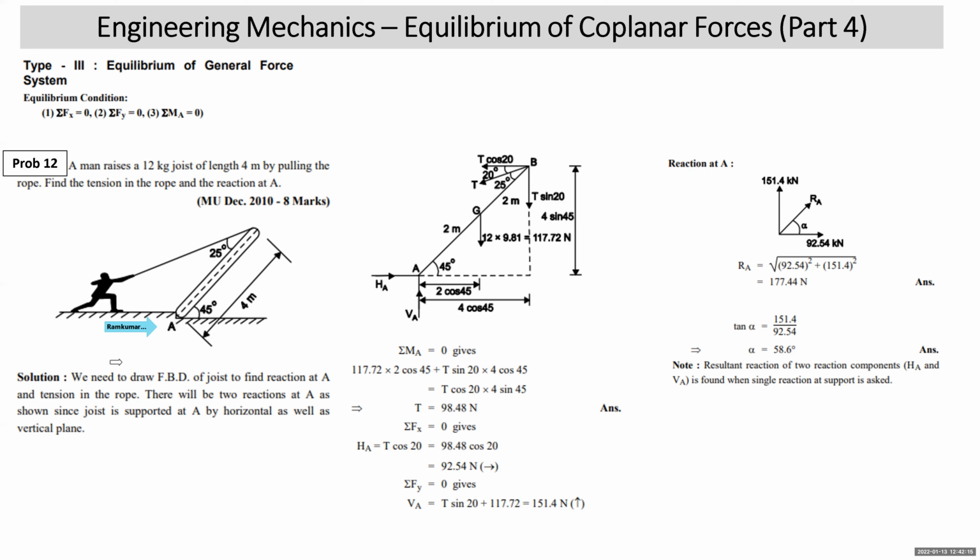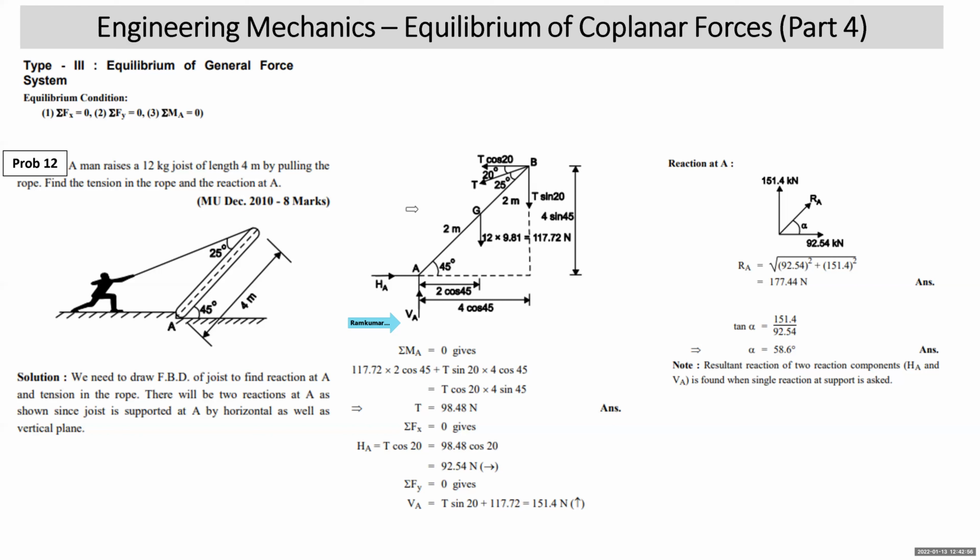Now, we will take two reactions at A when we draw the FBD of the joist, that is HA and VA. There will be two reactions at A as shown, since the joist is supported at A by a horizontal as well as a vertical plane, so a horizontal reaction and a vertical reaction. It is not a hinge, but it acts like a hinge since it is exerting two support reactions. HA is the reaction exerted by the smooth vertical plane, VA is the reaction exerted by the smooth horizontal plane. Then the weight of the joist acts at the center of the length, that is 12 into 9.81, 117.72.